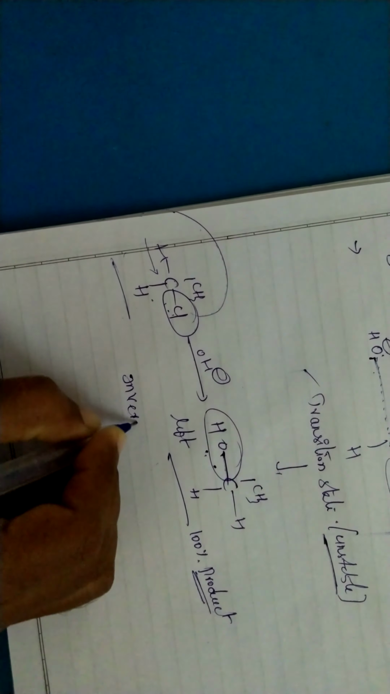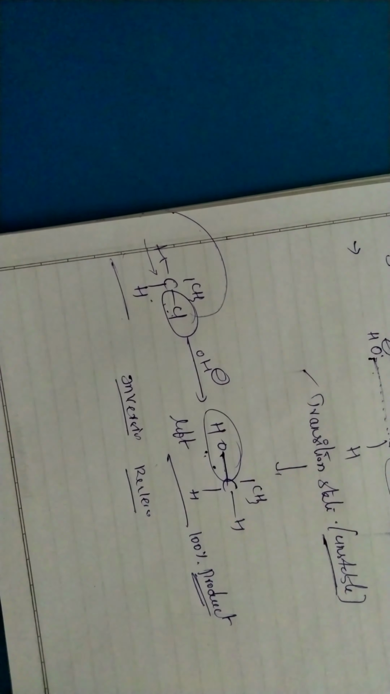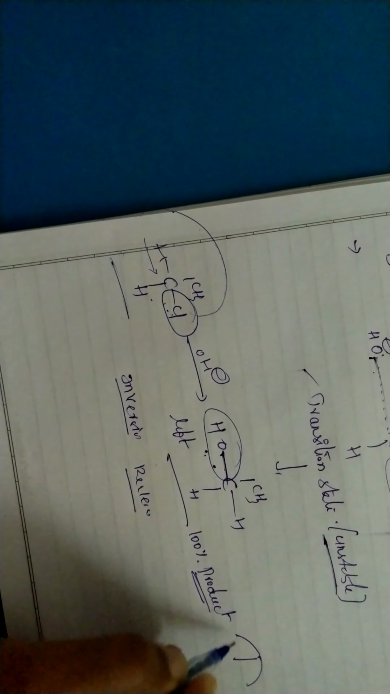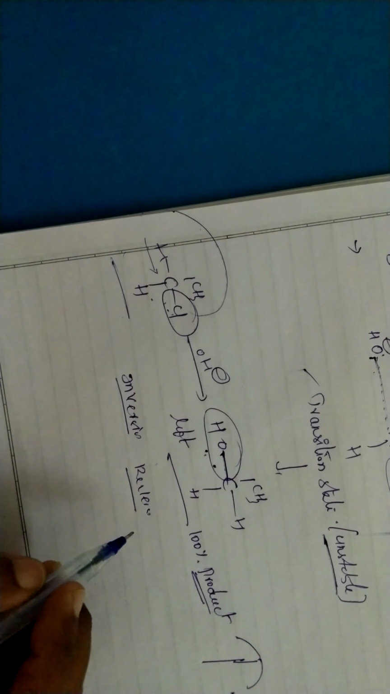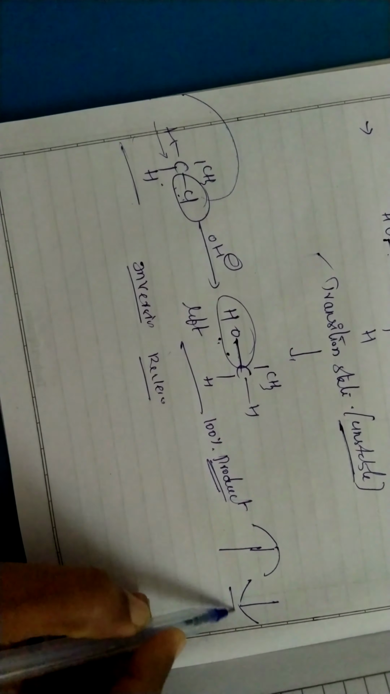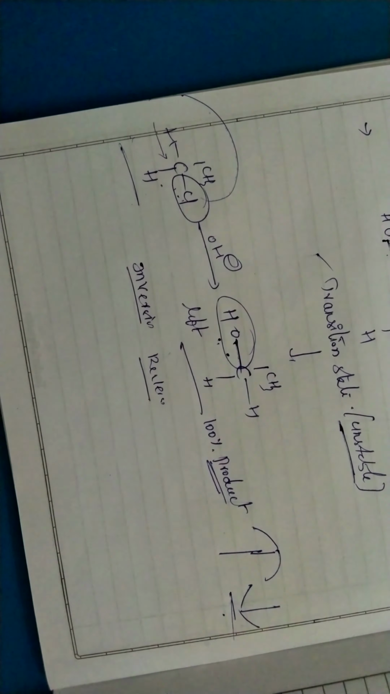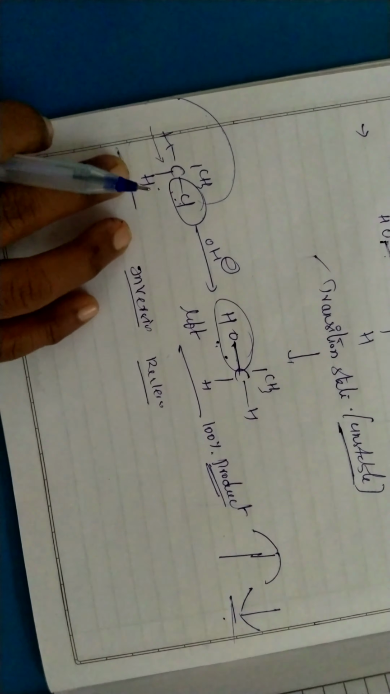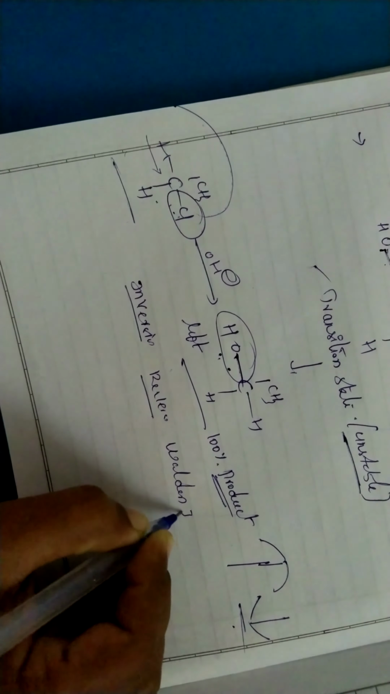Inversion means reverse. In the rainy season, if you carry an umbrella and there is a sudden wind, what happens? Generally the umbrella will be like this, no? If a sudden wind comes, the umbrella shape will change like this. So it is called inversion. It is called Walden inversion, named after a scientist. Walden inversion is taking place.